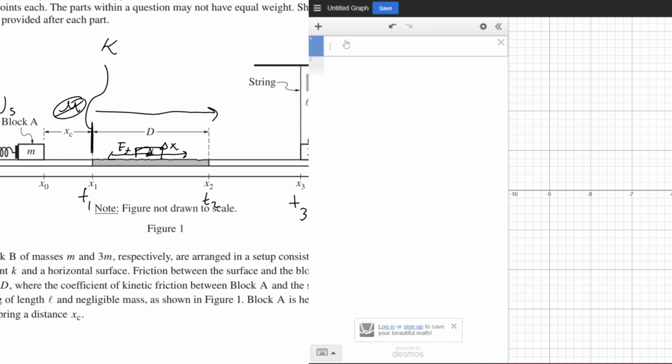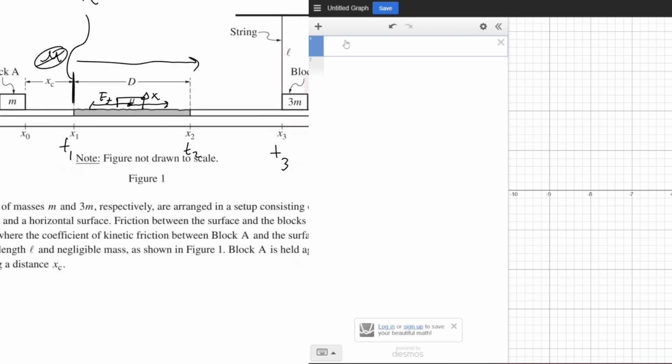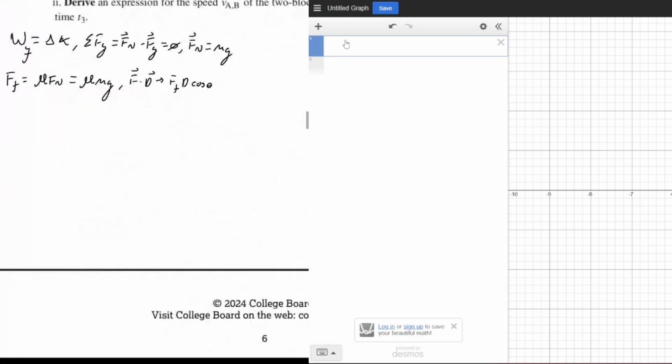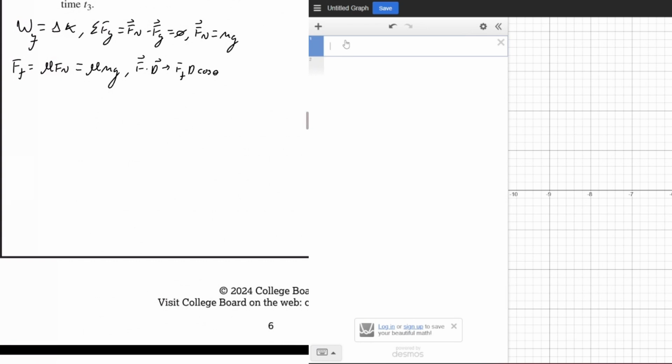So the theta between these two is 180 degrees, and cosine of 180 degrees is -1. So that's going to give us negative FF d. And FF is just mu mg. So now I'm going to write the work is equal to negative mu mgd. Right? So now I'm going to start doing the kinetic energy part.